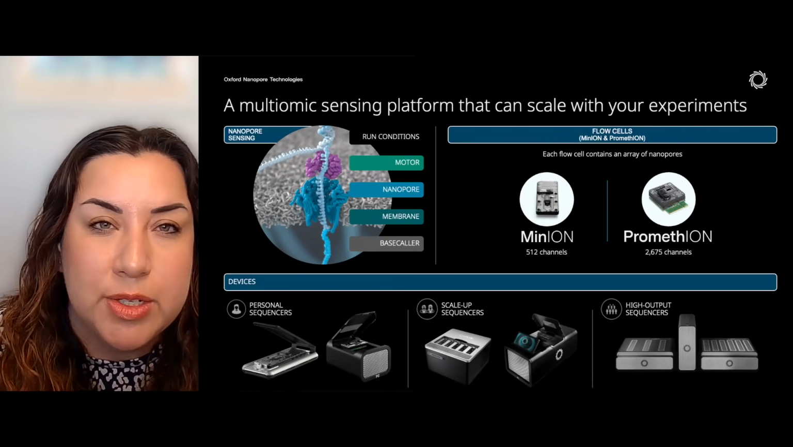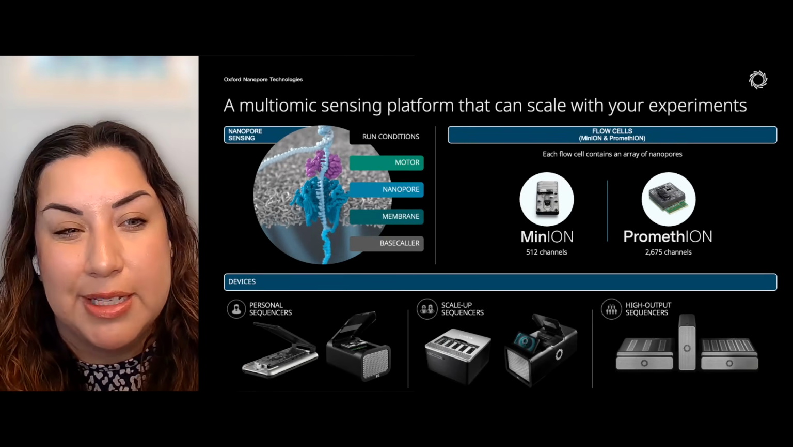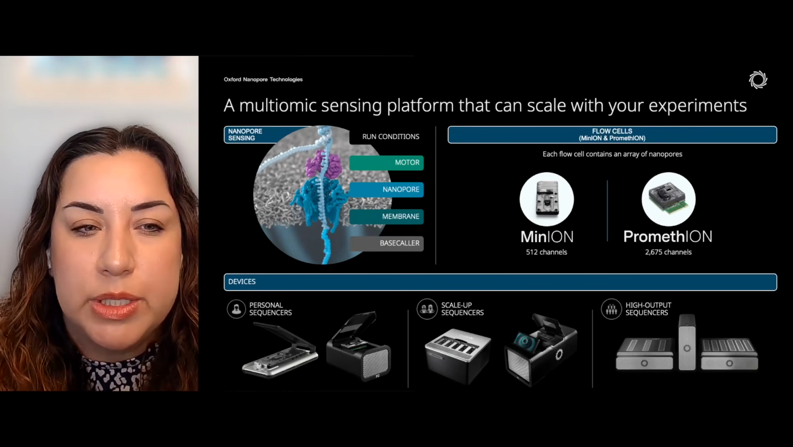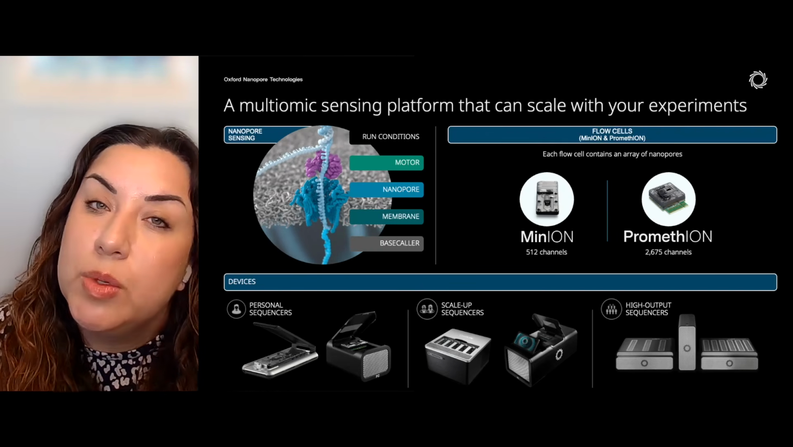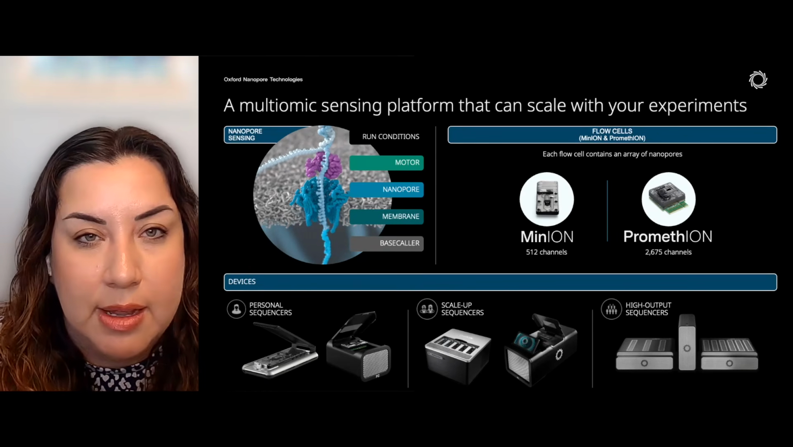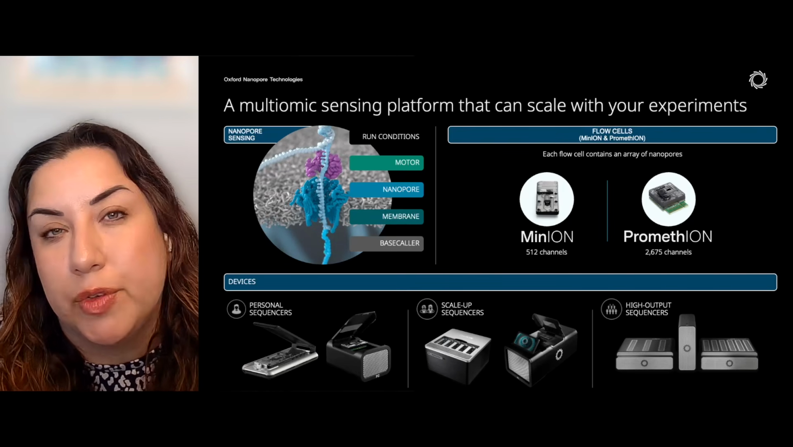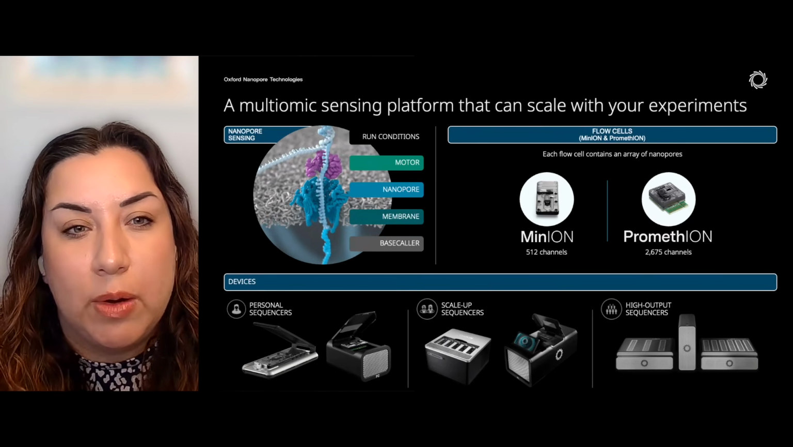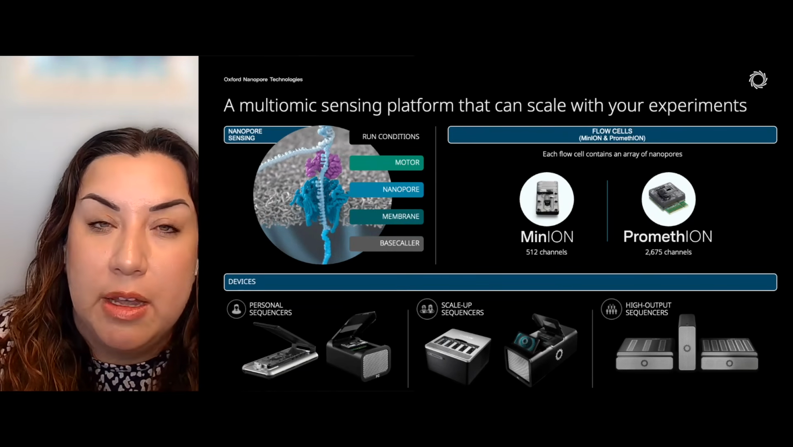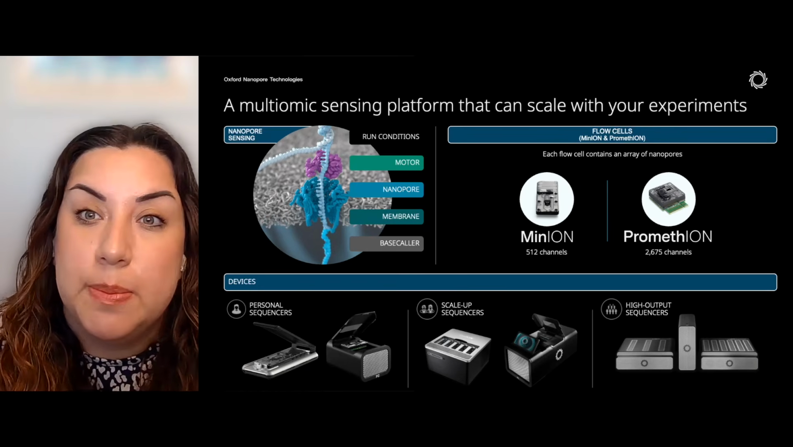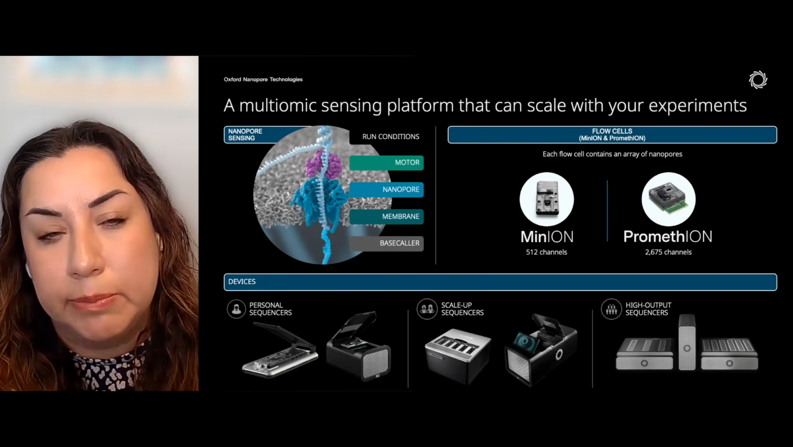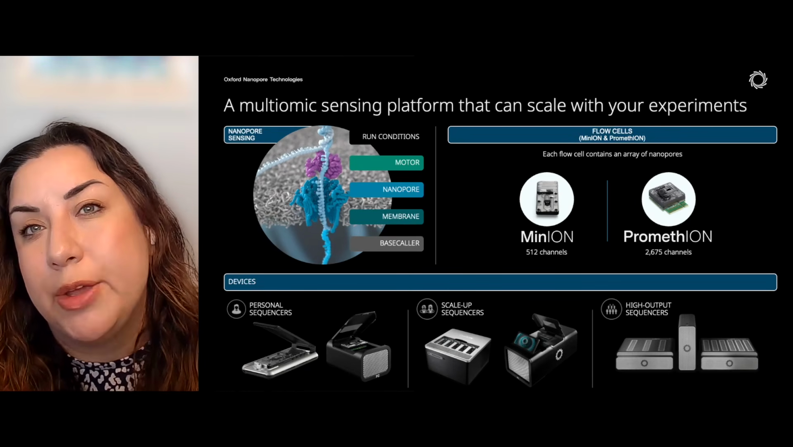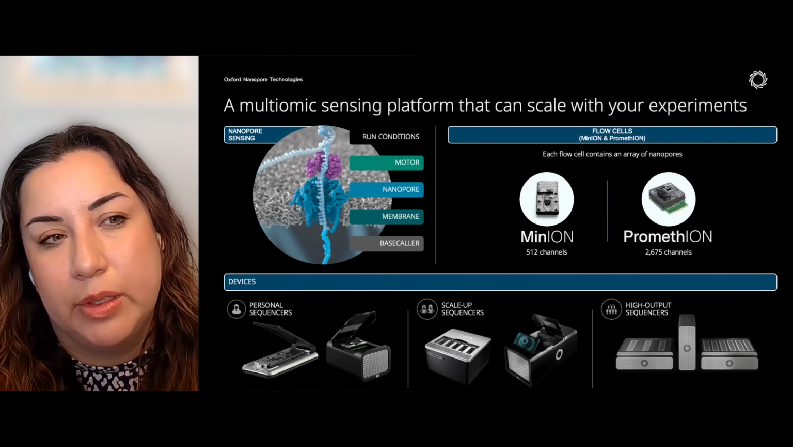Importantly, those two flow cells then fit into our suite of devices that really cross a large continuum from personal sequencers like our MinION that's smaller than a cell phone to scale-up sequencers like our P2i that has an integrated compute and can hold two of these PromethION flow cells, and then our high-output sequencers for population-based studies that hold 24 PromethION flow cells that can be run independently of one another, giving you a momentous amount of flexibility to meet your high throughput sequencing needs.